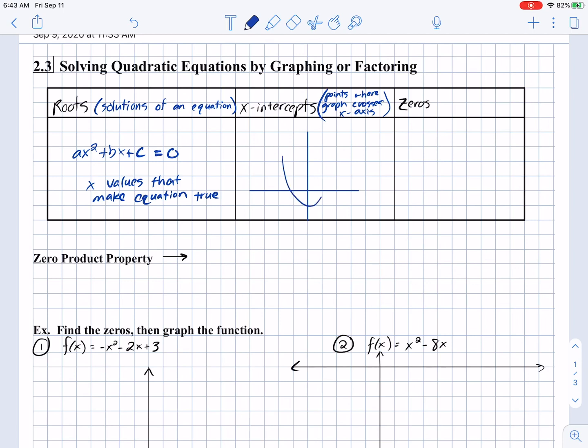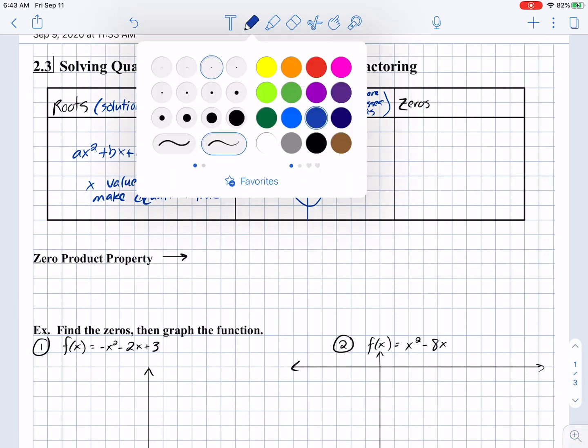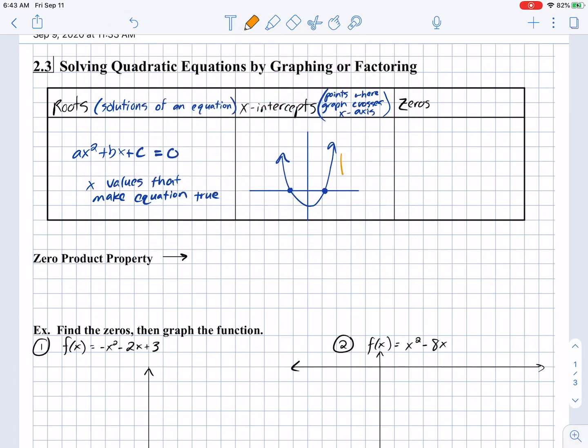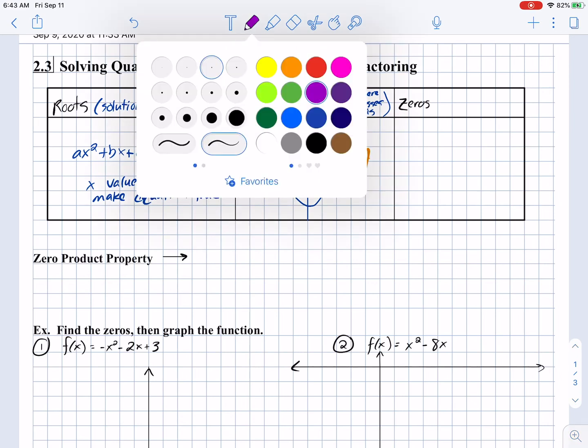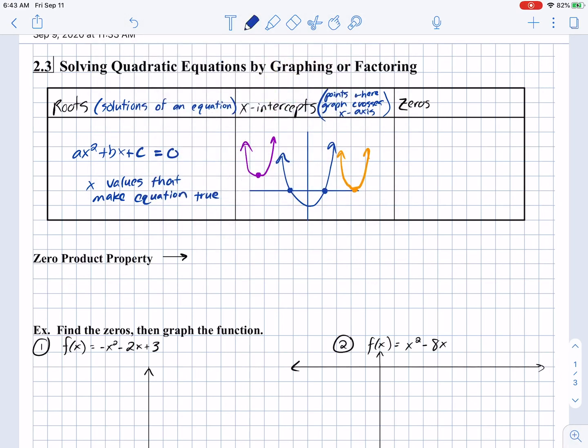Your x-intercepts, you can sometimes have 2. Let's do one of each. You could sometimes have 1 if the vertex is on the x-axis, and then you could potentially have no x-intercepts if that parabola is above or below the x-axis. And you'll see an example of each, either this lesson or the next lesson.